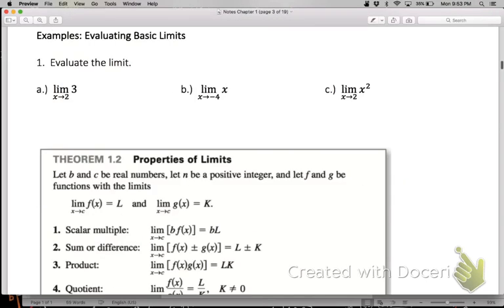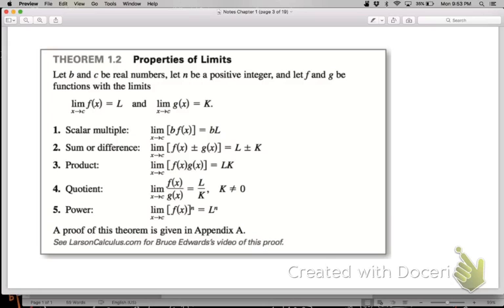Okay, now here are some properties of limits, and these are really helpful when we get to the more complex functions because we're able to break them down. Again, b and c are going to be real numbers, n is going to be a positive integer, and f and g are going to be functions with the limits as shown here. The limit as x approaches c of f of x, we're going to call capital L, and the limit as x approaches c of g of x, we're going to call capital K. So you can multiply by a scalar, which in this case b is just going to be any real number.